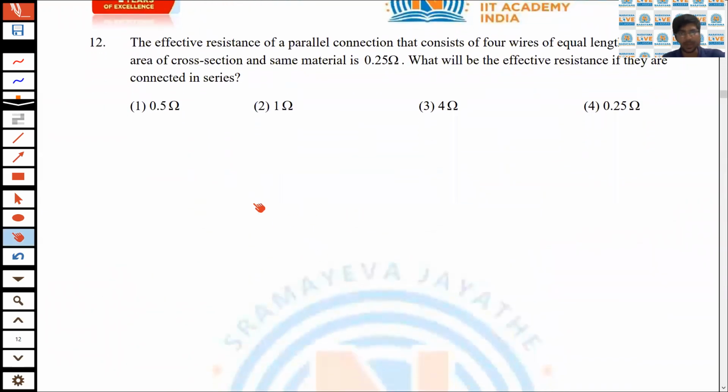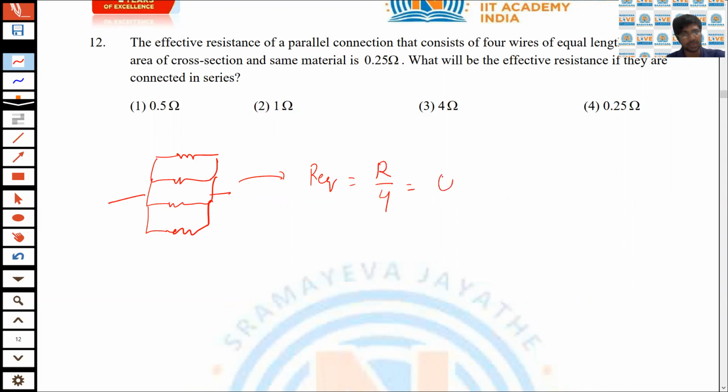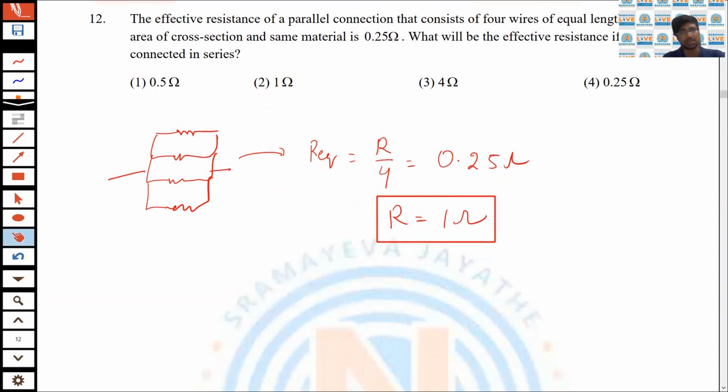The effective resistance of a parallel combination connection that consists of 4 wires of equal length, equal area of cross section and same material is 0.25, which basically means if there are 4 resistors in parallel like this, then the equivalent resistance is R by 4, which basically means this is 0.25 ohms. So the value of R becomes 1 ohm.